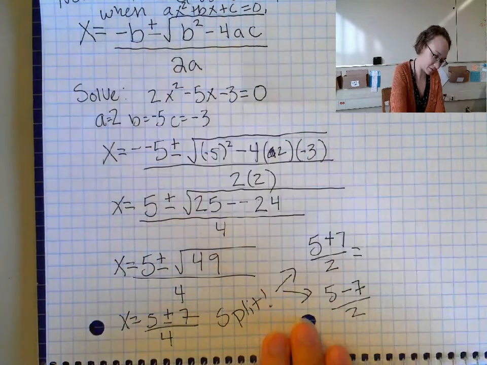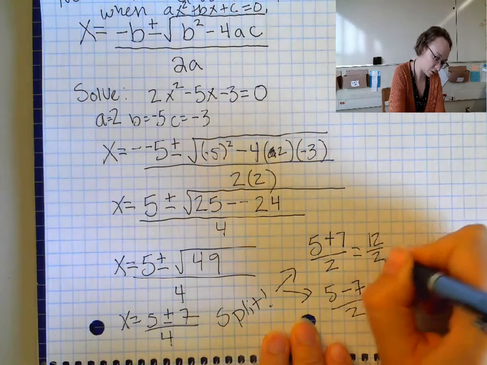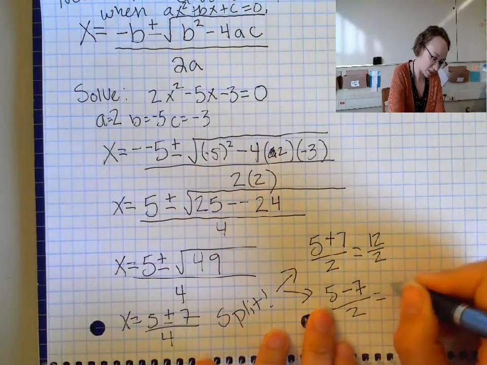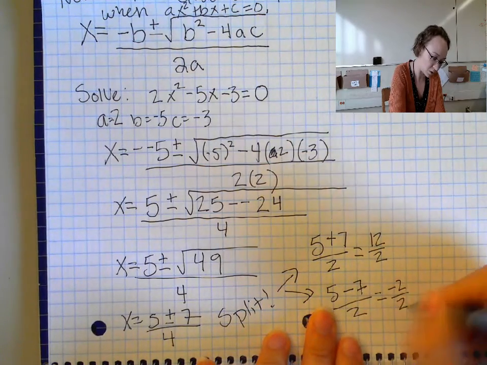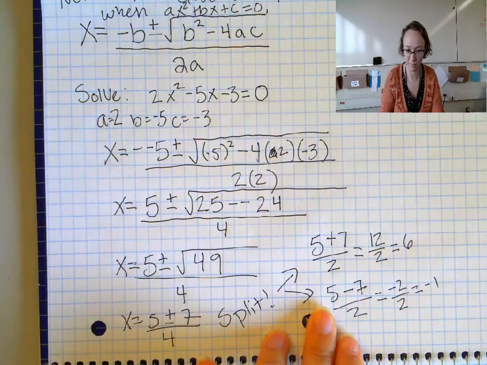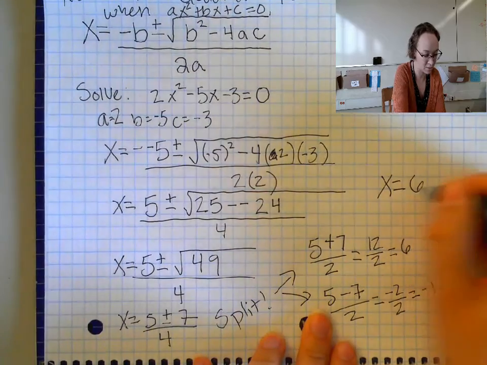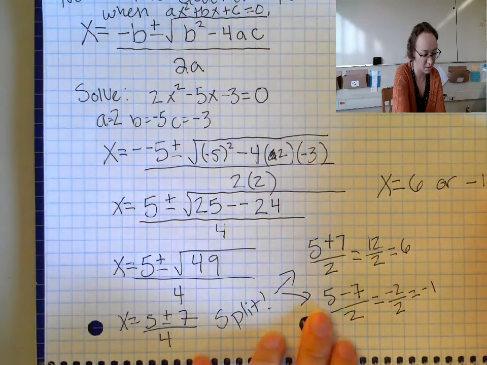So 5 plus 7 divided by 2 would be 12 over 2. 5 minus 7 would be negative 2 over 2. So that's 6 or negative 1. So my answer is x equals 6 or negative 1.